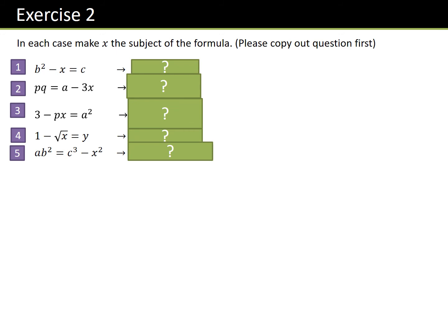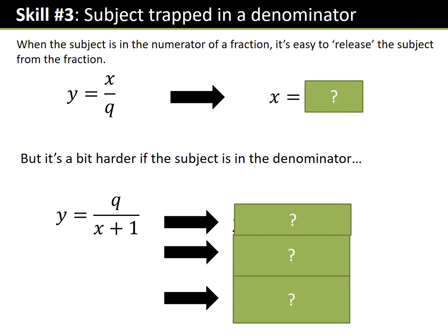They are on a separate worksheet, so there will be about 20 questions, and I've got a feeling it's 19 actually. So, skill 3, subject trapped in a denominator. So this is what was causing you trouble. When the subject is in the numerator of a fraction, it's easy to release because x is just qy. You just multiply both sides by q and it's easy to find it.